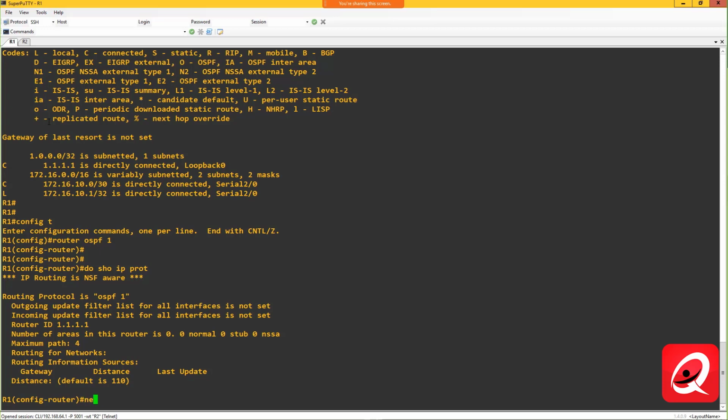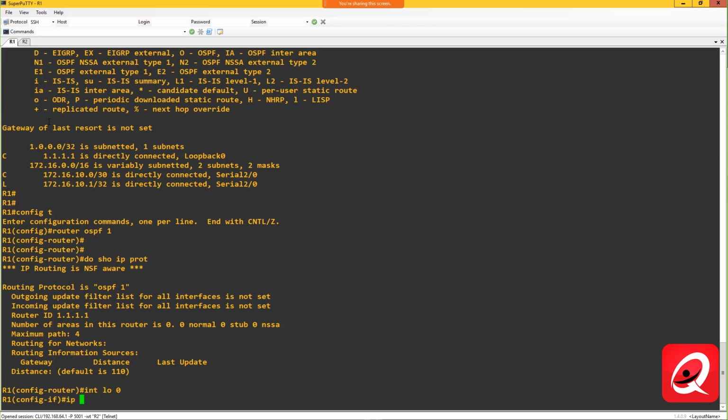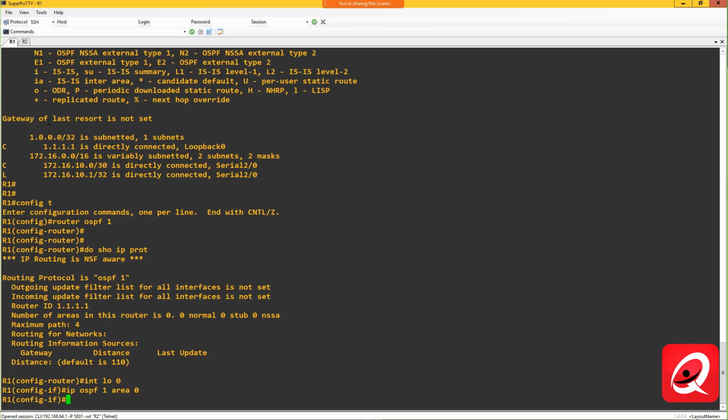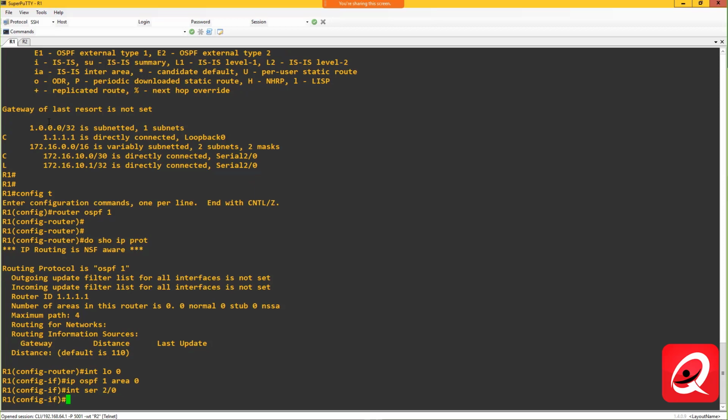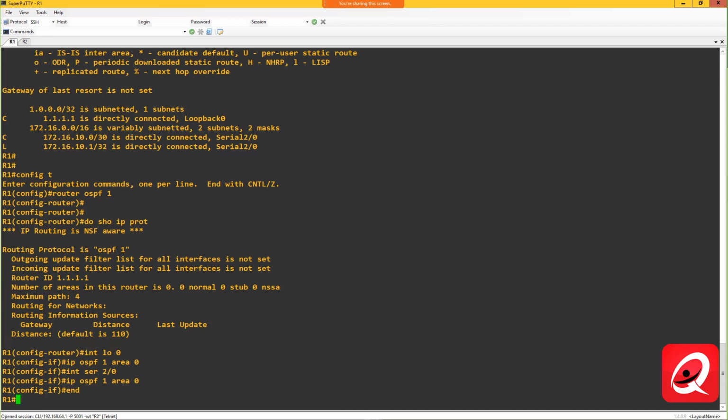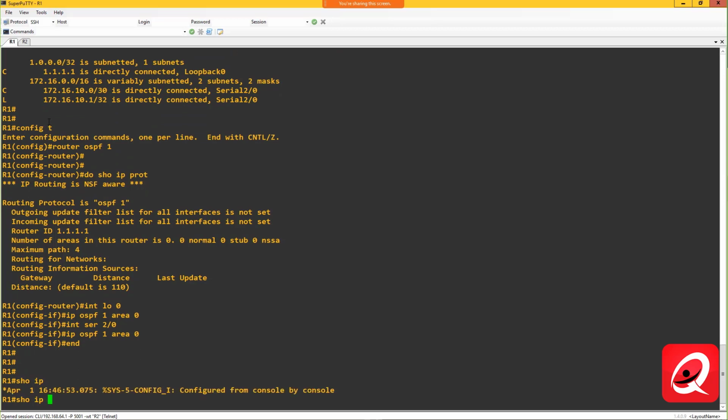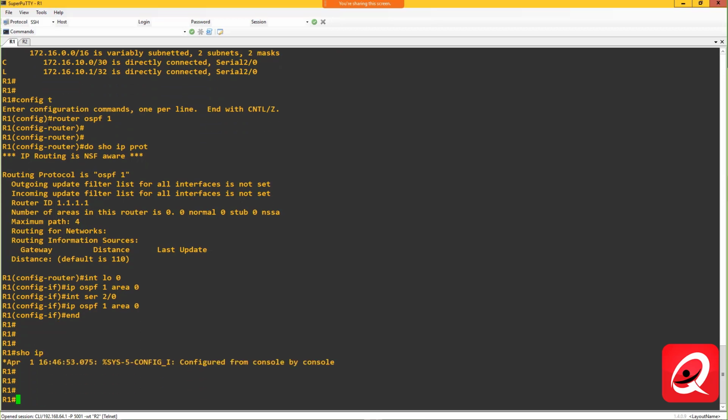So let's go into interface loopback 0, ip ospf 1, and we'll put that into area 0. Interface serial, we're going to do everything, I think. Well, we may not do everything in area 0 this time. We'll start with this side in area 0. Interface serial 2/0, ip ospf 1 area 0. So I've now enabled OSPF on those interfaces.